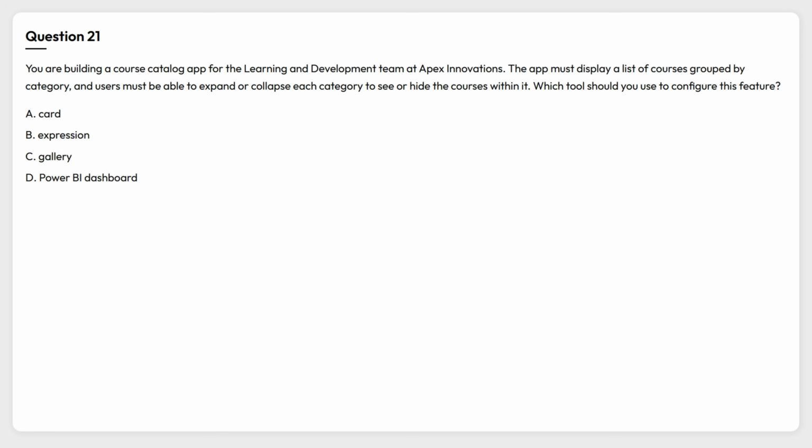Option A, Card. Option B, Expression. Option C, Gallery. Option D, Power BI Dashboard. The correct answer is option C, Gallery.